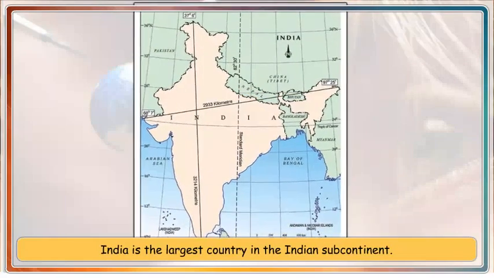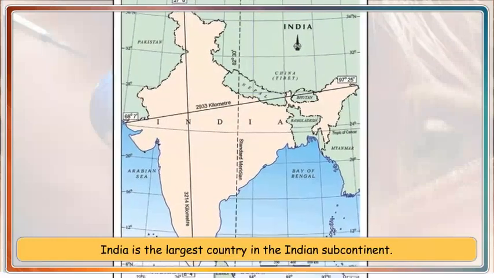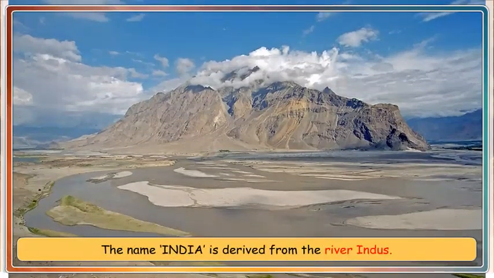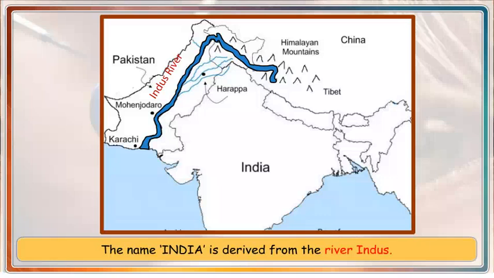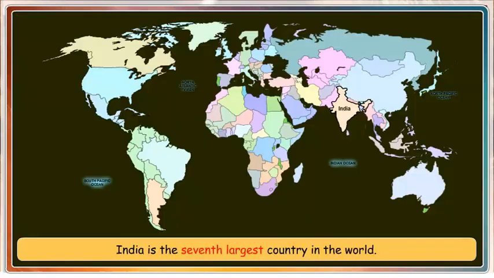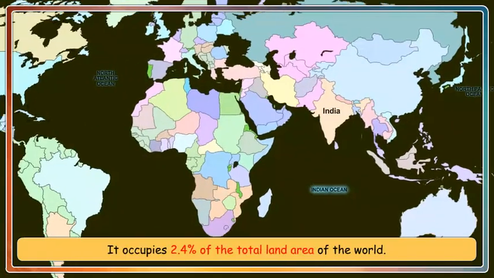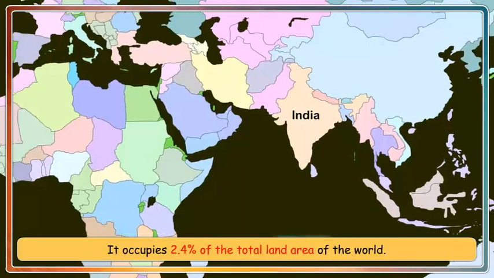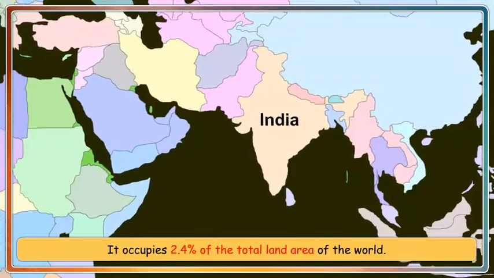India is the largest country in the Indian subcontinent. The name India is derived from the river Indus. Indus River flows through the northwest of India. India is the seventh largest country in the world. It occupies 2.4% of the total land area of the world.